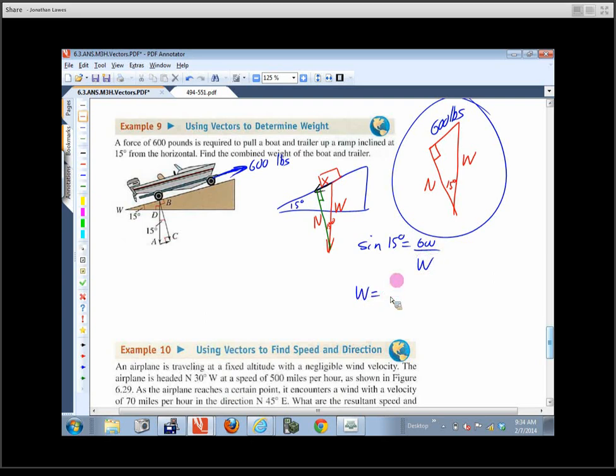Now, before you type that into the calculator, I want you to think for just a second. If we're pulling it up a ramp with a force of 600 pounds, do ramps make pulling easier? So we're basically lifting something up. Do they make lifting something up easier or harder? Easier, okay? So we're expecting the weight of this boat and trailer to be more or less than 600? More than 600, because it only takes 600 pounds to pull it up the ramp.